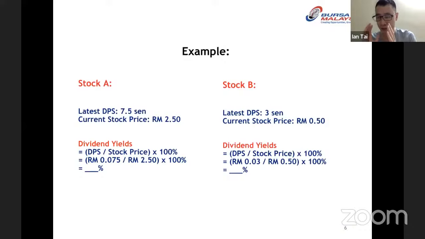And right now, let's move into stock B. I'm going to just read it out to you. For stock B, the latest dividends per share is 3 cents. The current stock price is actually 50 cents. So with that, you can actually tabulate the dividend yields.